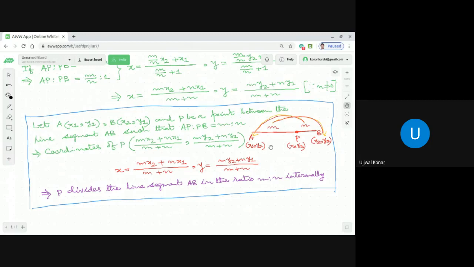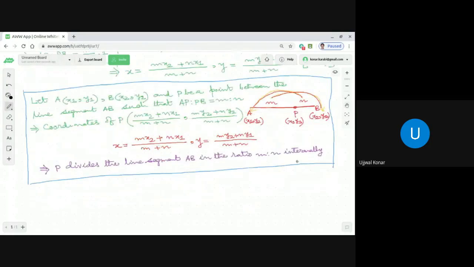I just want to explain why I use the word internally. Does that word internally have any significance here? Yes, dear students. Let me give you an example so that you understand the difference between internally and what is not internally, that is, externally.